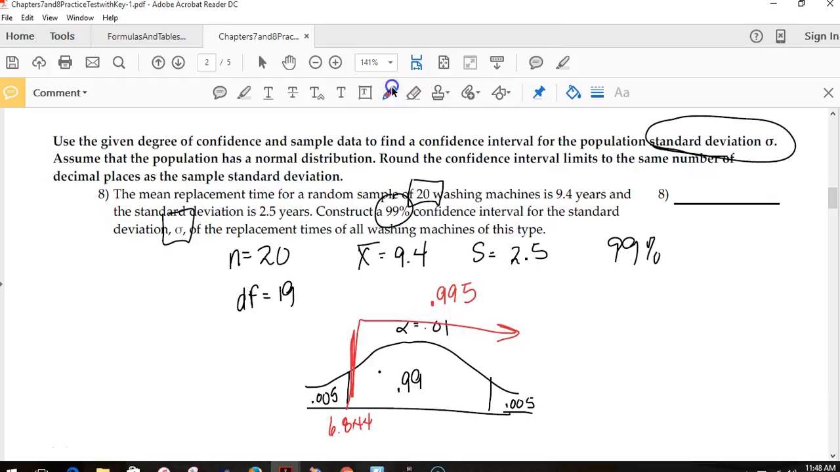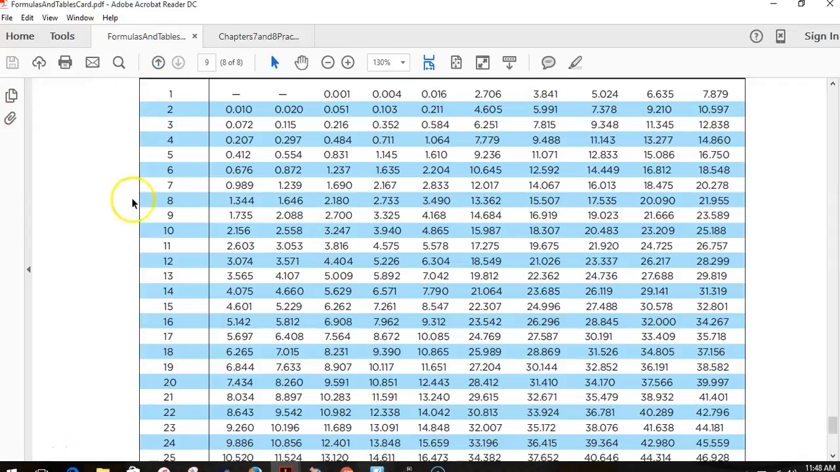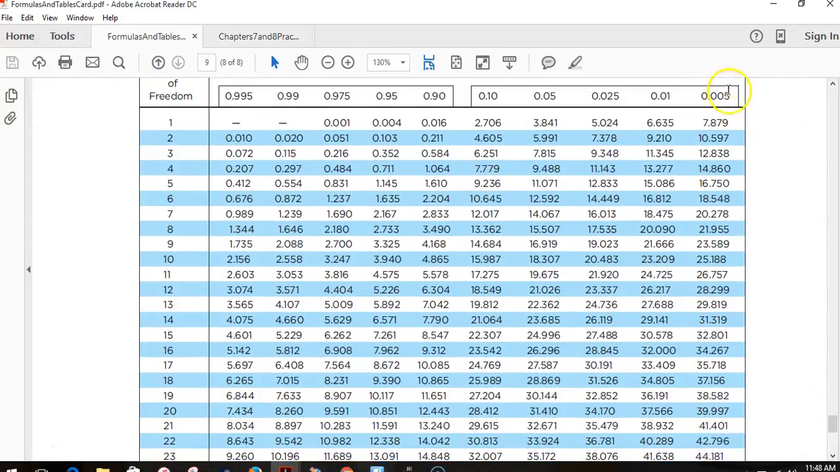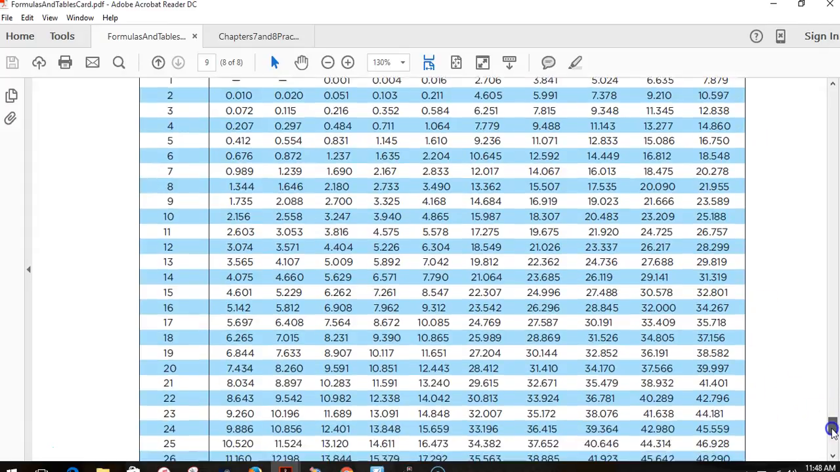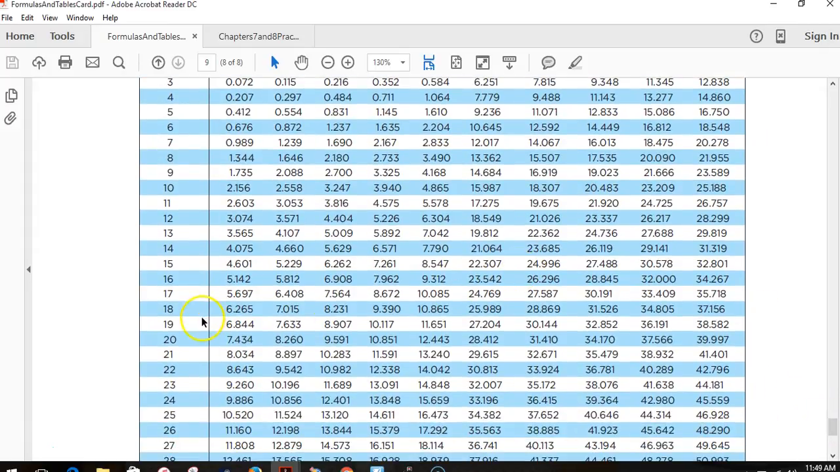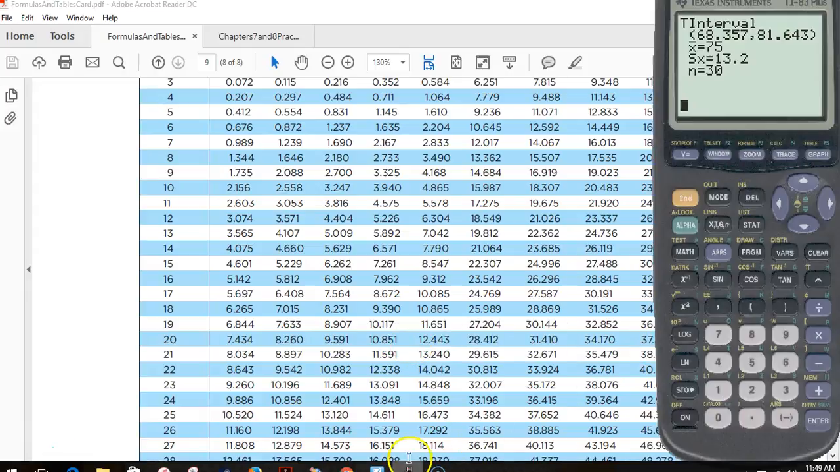Now I'm going to do that same process, but I'm going to start at the other wall and say, all right, so from here up, it's just the 0.005. Still at the 19, but now I'm going to go to the 0.005 column and go all the way down to the 19, and I get 38.582.